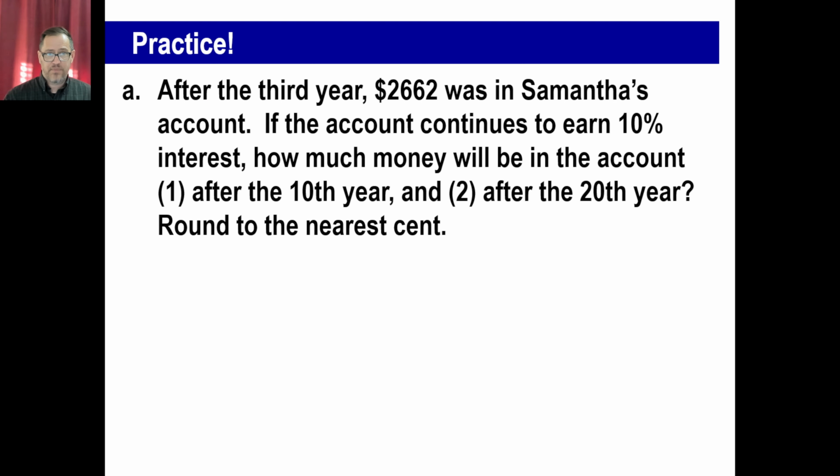Okay, so let's try the practice problem. Go ahead and pause it. Let's look at this first. After the third year, 2662 was in the account. It continues to earn 10%. How much money will be in the account after the 10th year and after the 20th year? In this one, you can start by putting 2662 times 1.1, and that will give you the fourth year. Then just hit a bunch of enters after that, and that'll give you up to the 10th year and then the 20th year and so on. So pause it and try to see what you get.